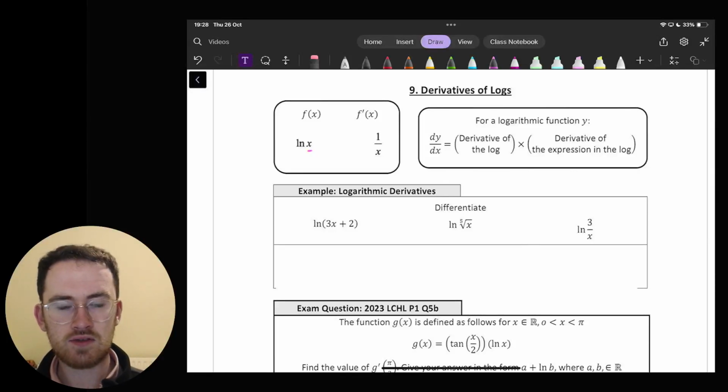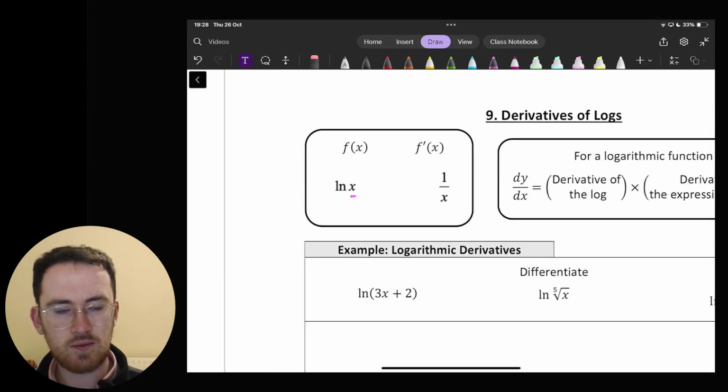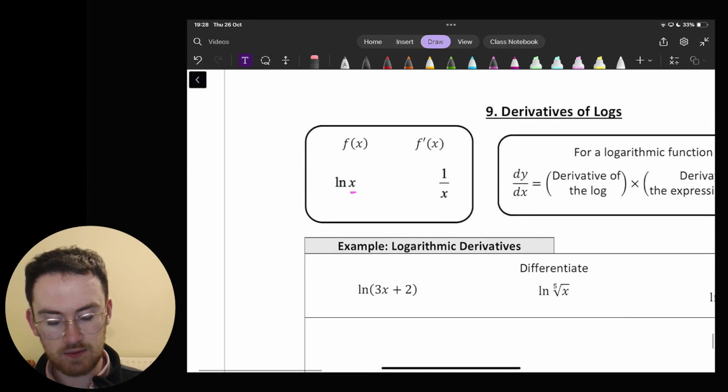Okay, so we're going to look at the derivatives of logs then. So obviously we know logs, kind of inverse of exponentials, they have a particular rule. It's in our log tables, ln of x goes to 1 over x when we differentiate. So where x is, I suppose, an expression, a variable, okay?